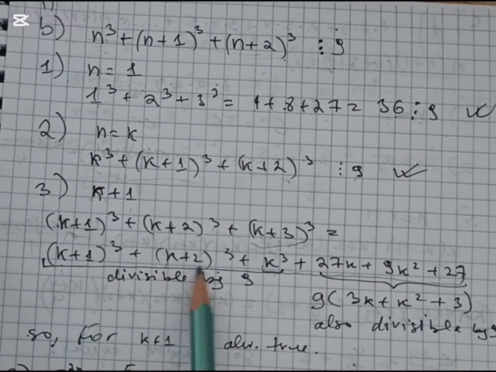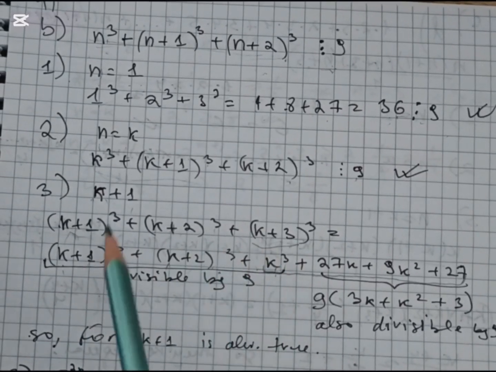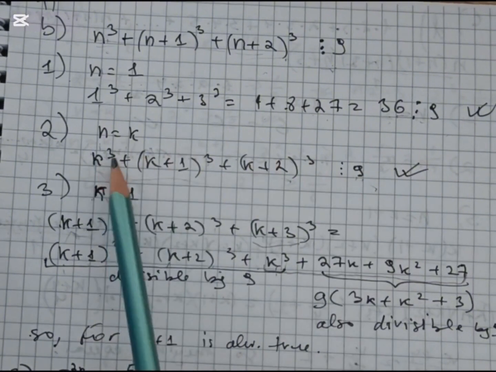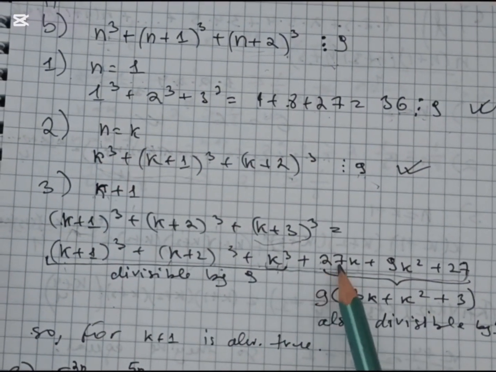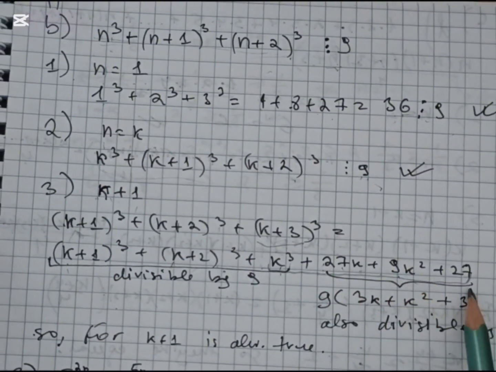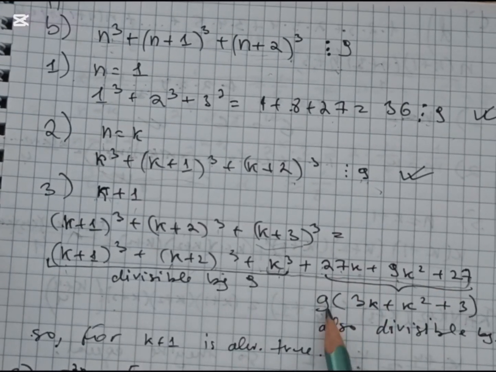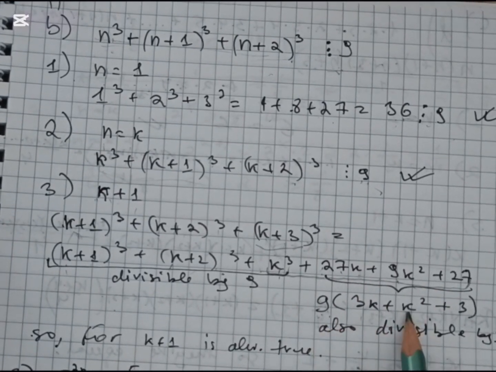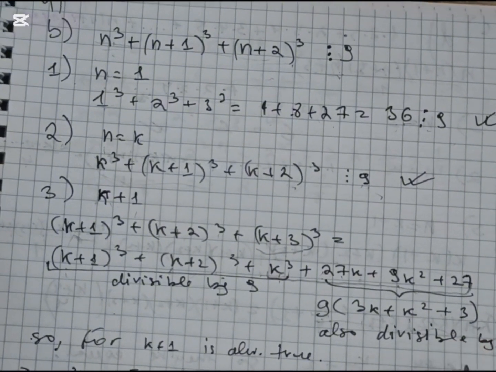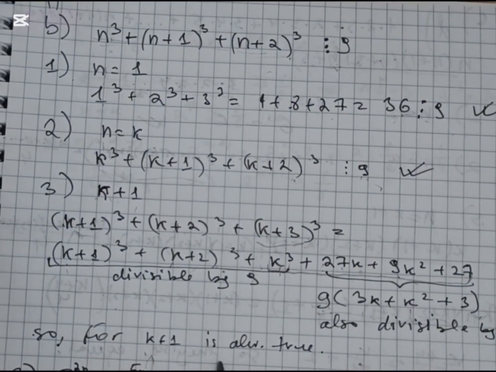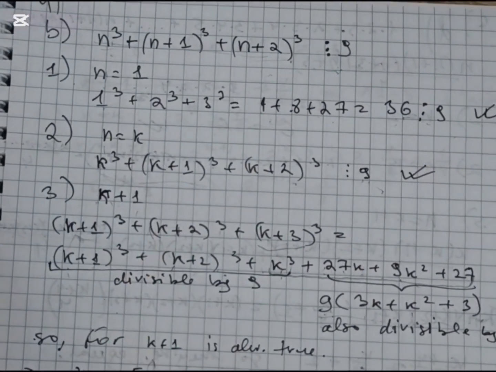We can see that (k plus 1) cube, (k plus 2) cube, and k cube is already divisible by 9 from step 2. And here we have 27k plus 9k squared and plus 27, and we can take 9 out of the brackets, so we can also say that this is divisible by 9. So for k plus 1 it is true.